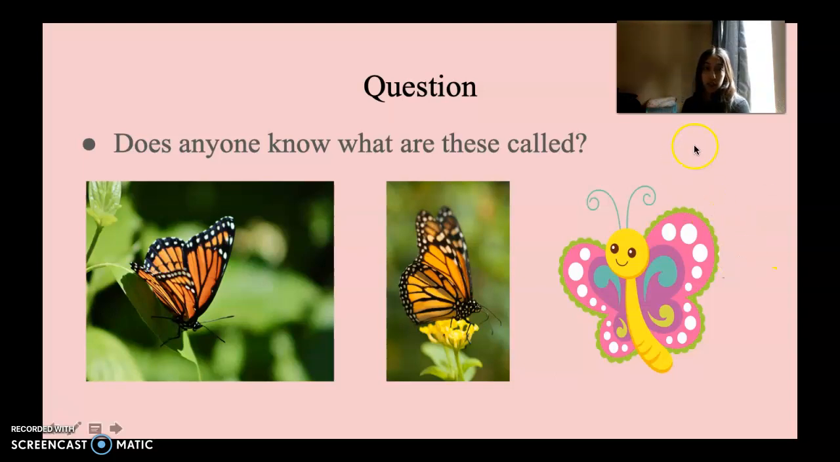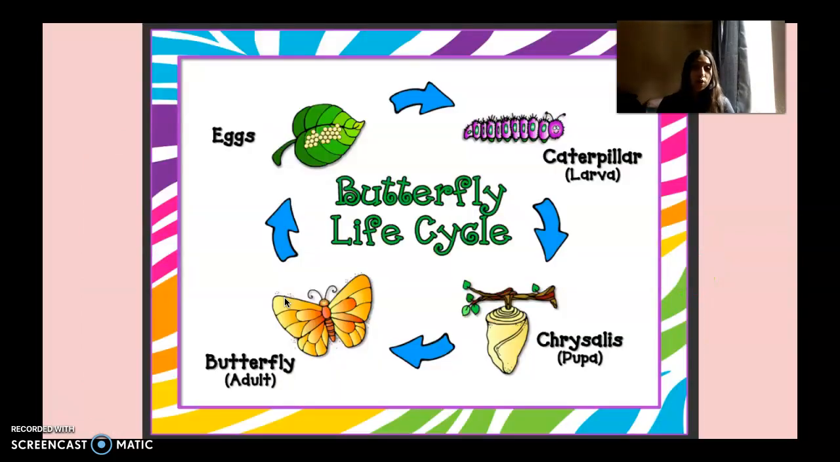So I have 3 pictures up here. One is a cartoon picture. One is of a monarch butterfly, and it's sitting on a little flower, and then another is of another monarch butterfly, and it is sitting on a leaf. So today we're going to learn about the butterfly's life cycle. So we're going to learn about all the stages that a butterfly goes through in its life, and there are 4 stages. Can everybody say 4 stages with me? 4 stages. There are only 4.